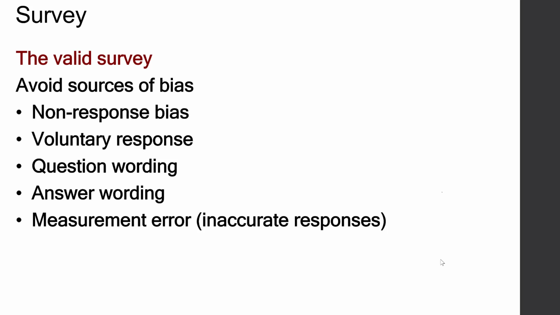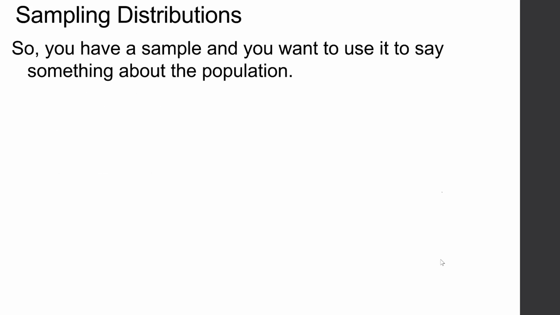Question wording is a big deal. Answer wording, and measurement error, inaccurate responses. So there are all sorts of ways that bias can creep into your surveys, so try to prevent sources of bias.